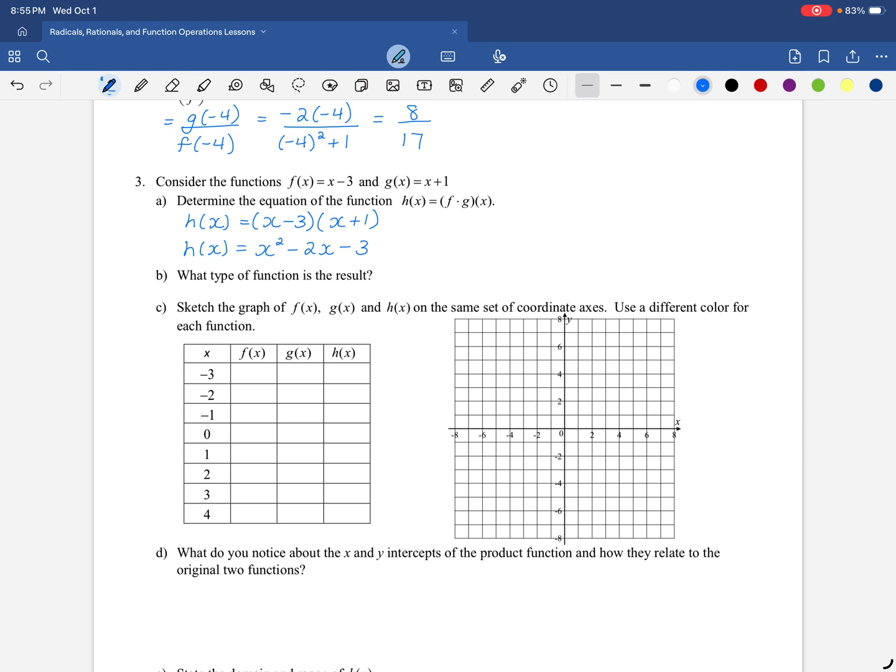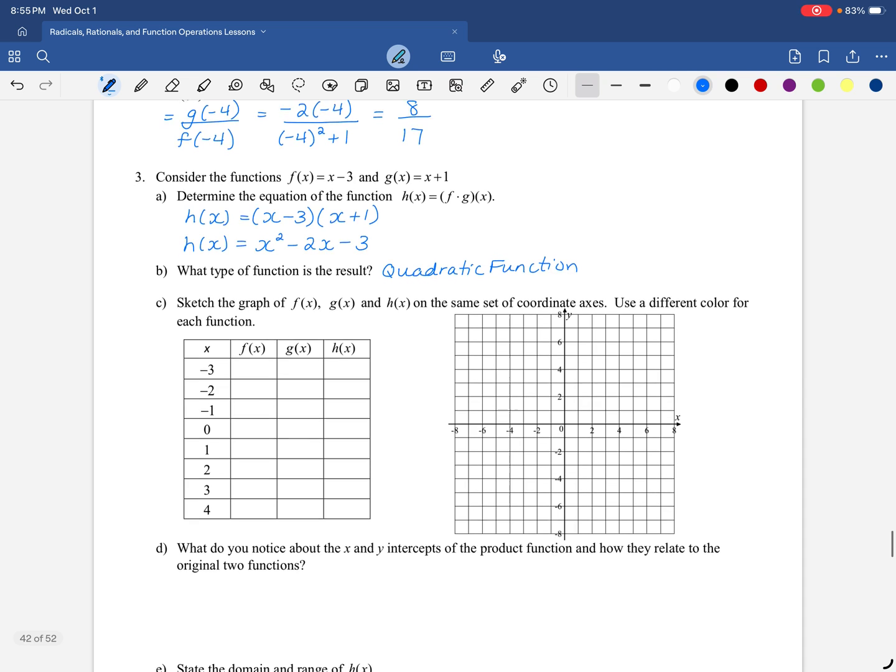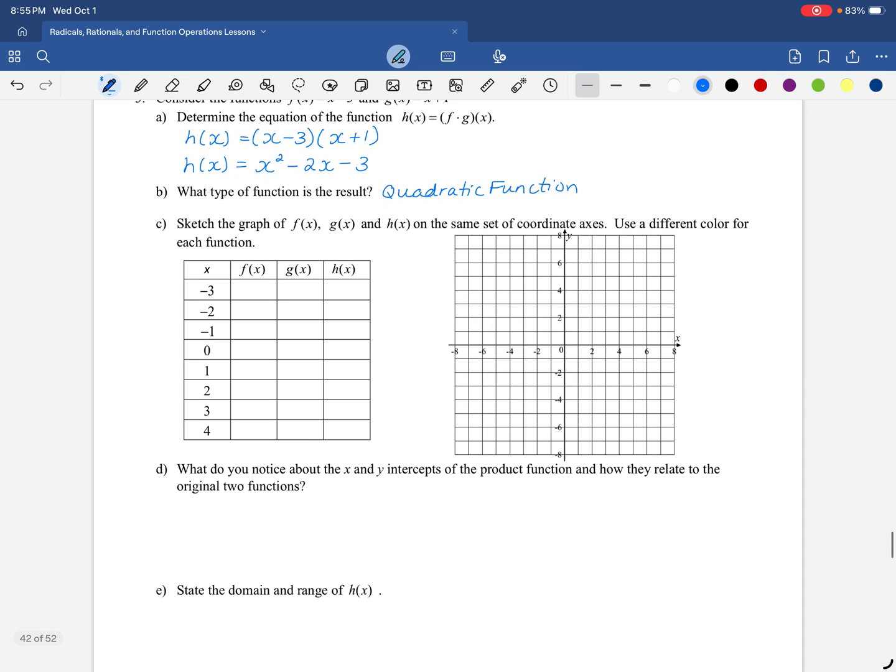Okay, so part B, well, what type of function did you create? Well, it looks like we created a quadratic. Makes sense. A linear times a linear is going to give us a quadratic function. So we now have a quadratic. Okay, perfect. And now it says we're going to sketch the graph of function f, function g, and function h on the same set of coordinate axes using a different color for each, which of course is just going to help you see it better.